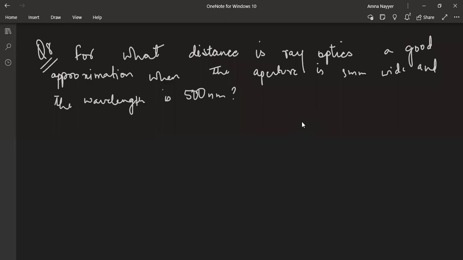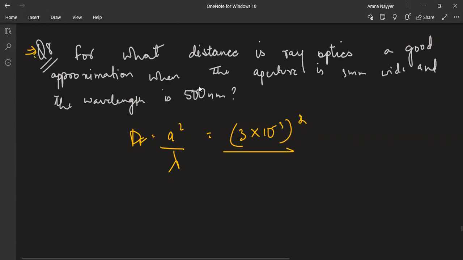See, the distance up to which a beam of light can travel without significant broadening is known as the Fresnel distance, and its value is given by a squared by lambda. The aperture's width is 3 into 10 to the power minus 3, whole squared. Revise this question at the last. This is not very important, it's just that there is a slight chance it can come. Divided by 500 into 10 to the power minus 9, the wavelength in meters. Then that becomes 18 meter. This will be the answer for it.